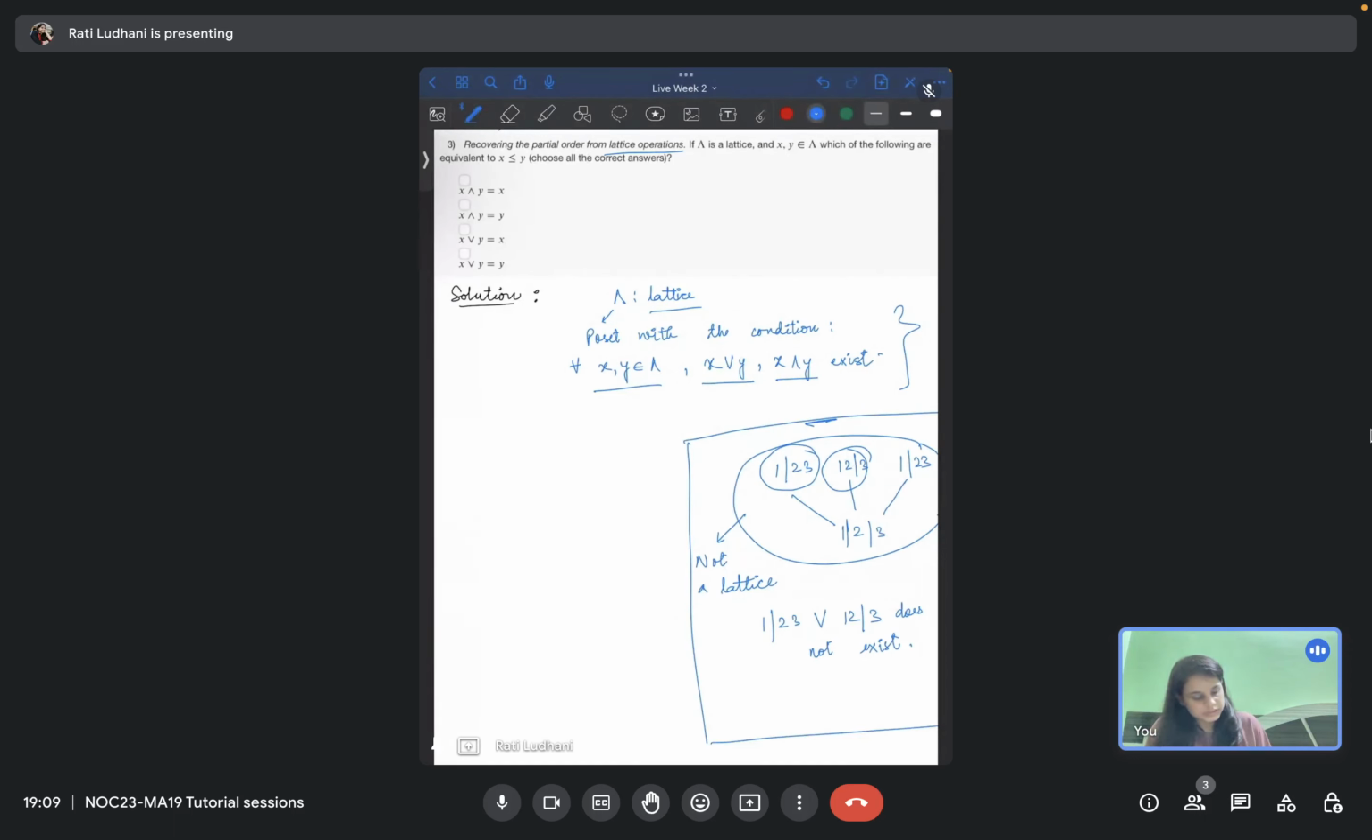So what do we have? If lambda is a lattice, and x, y belong to lambda, which of the following is equivalent to x is less than or equal to y? You are given this condition, y sits above x. So what can you conclude? Basically, what will x meet y be?